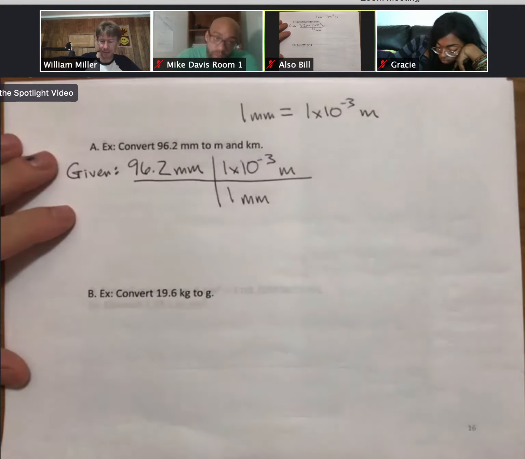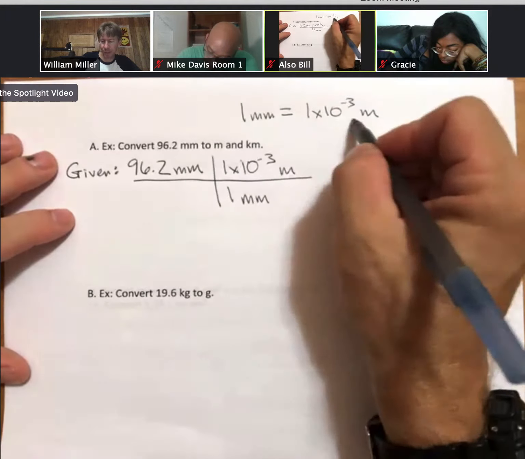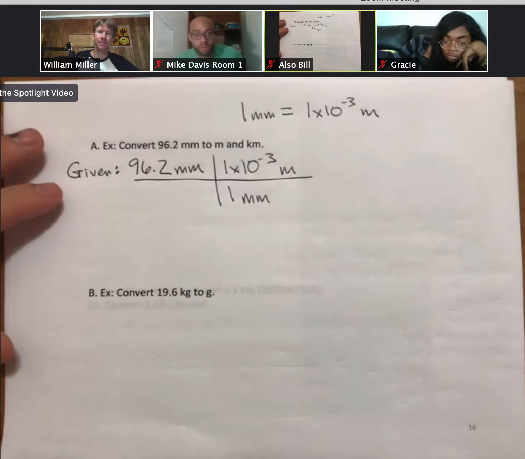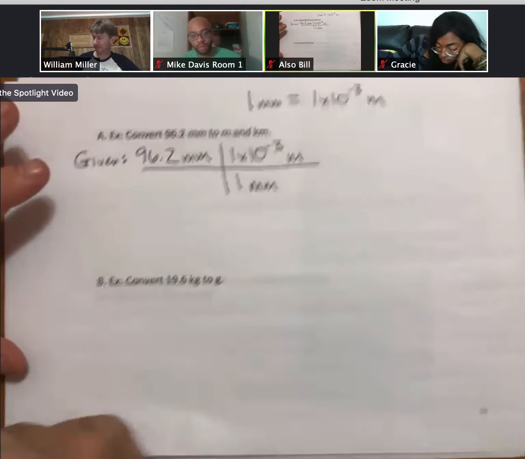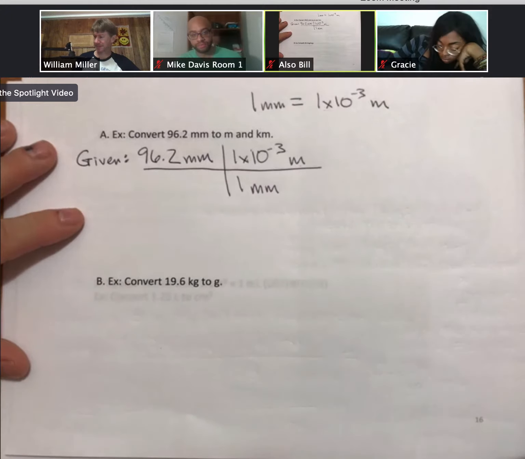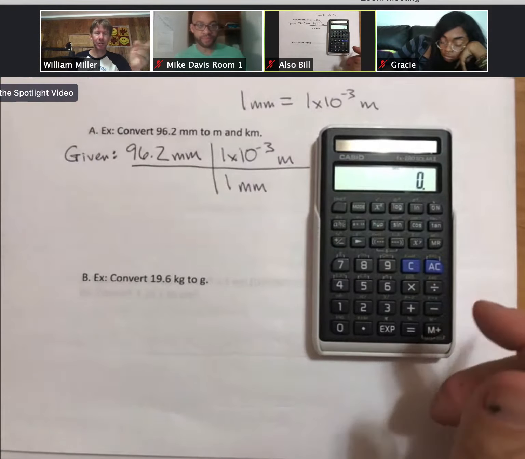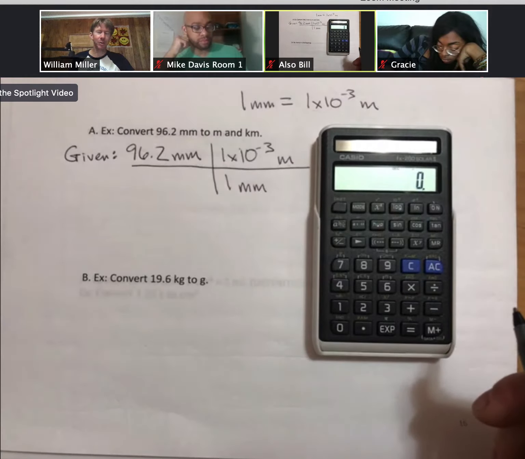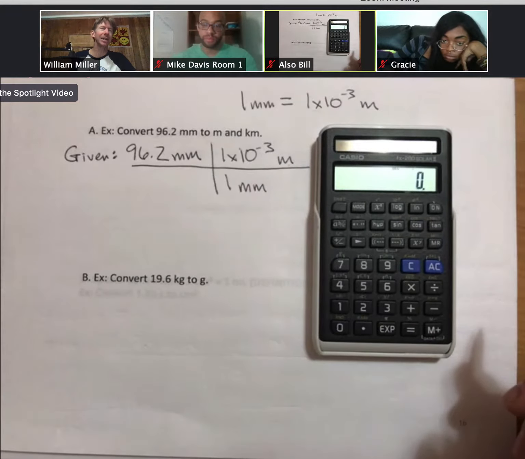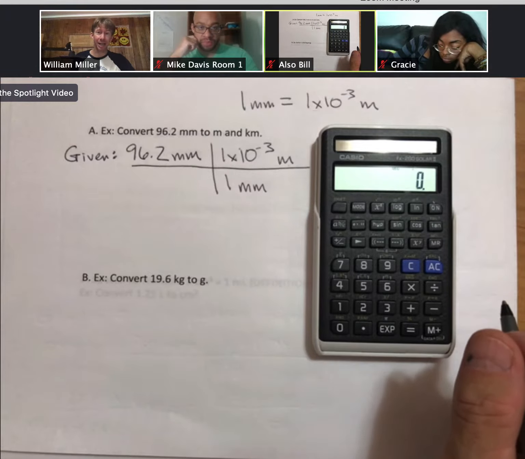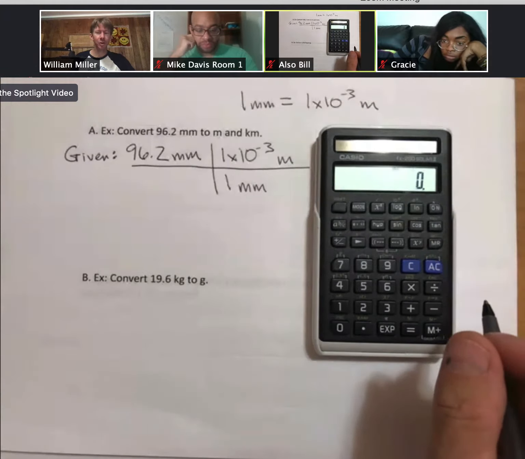I put my meters on the top with the number that goes with them. And now I have just converted my units, or I've set it up. Now we have to do the actual calculation. Now, using your calculator, I got a question earlier, do we need a TI-84 calculator? No. All that's important is whatever calculator you get, you know how to use.